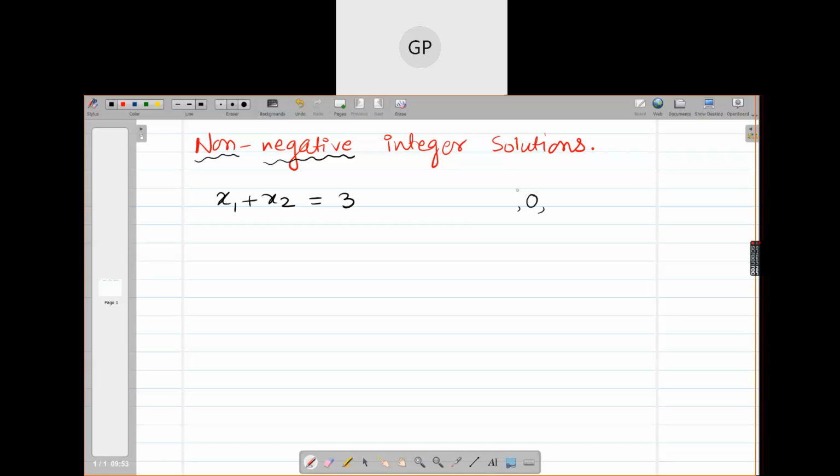So we want to find out non-negative integer solutions means we are looking for the solutions from the set 0, 1, 2, 3 onwards. Do you understand it? And particularly integer solutions. Otherwise this equation has infinitely many solutions. When I write x1 plus x2 is equal to 3, it represents a line in two-dimensional plane, right? So it has infinitely many. Ma'am, explain once again.